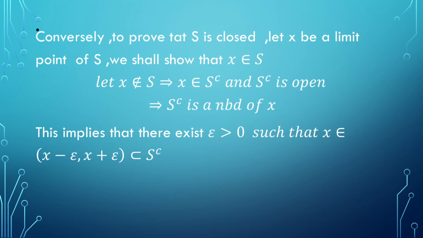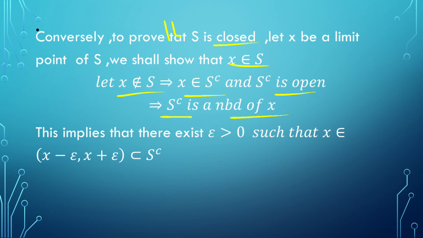Now, because this is an if and only if, conversely, to prove that S is closed, let x be a limit point of S, and we need to show that this x is in S. So if we let x not be in S, it will mean that it is in the complement of S. And if that is true, then since the complement of S is open, the complement of S is a neighborhood of x.